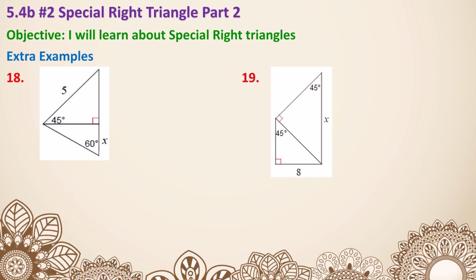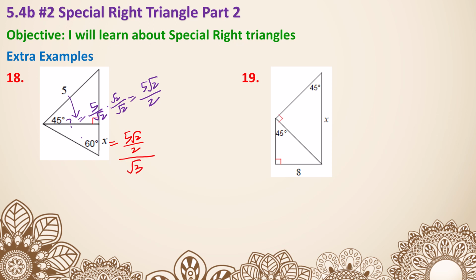Moving on, 18. Okay, in order to get into this triangle, we need to find the shared side. And since you're given the hypotenuse, you're trying to find the base. It's going to be 5 divided by square root of 2. Multiply the top and the bottom by square root of 2. We will get 5 square root of 2 over 2. And that is the long leg. So in order to find the short leg, it's going to be 5 square root of 2 over 2 divided by square root of 3.